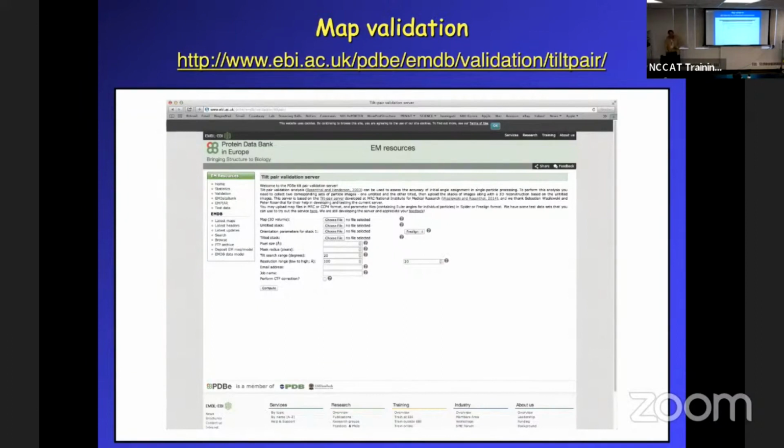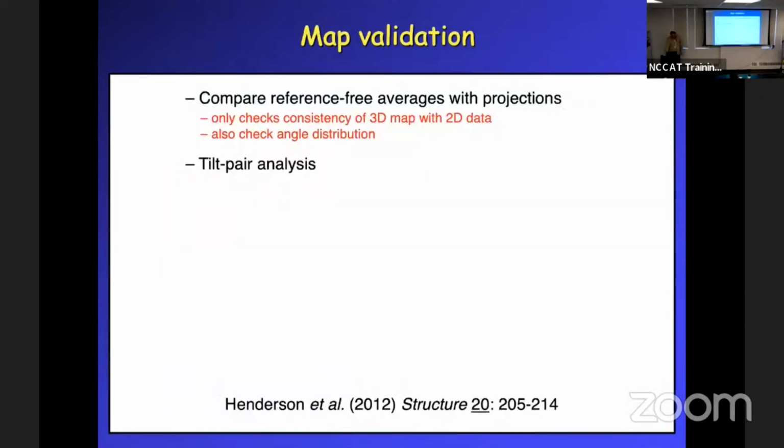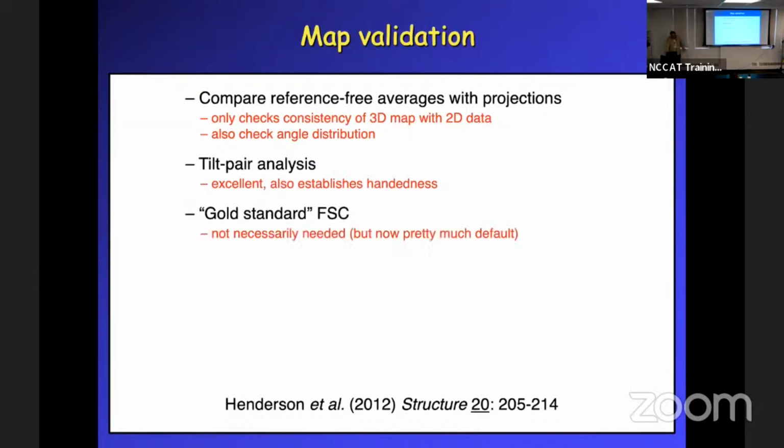Again, this is mostly useful when you are at a level of resolution where you don't see anything and you just have shapes and you want to know whether the shape is correct. The moment you start to see alpha helices, you can be pretty sure that your map is probably correct. So that's excellent. The gold standard FSC we talked about, it's now pretty much default.